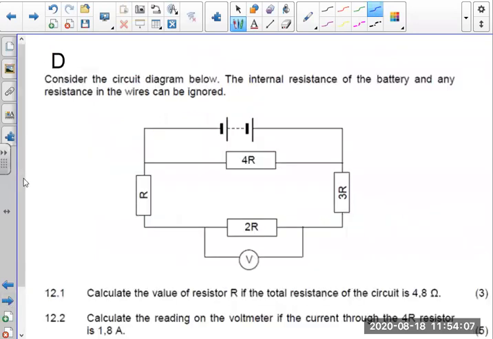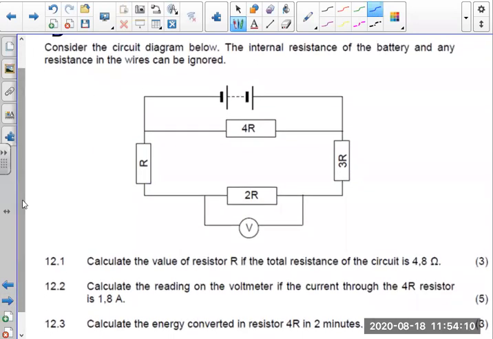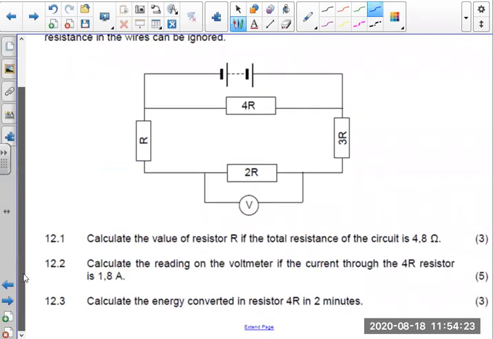Let's look at question number D. They say, consider the following circuit diagram below, and they say the internal resistance of the battery and the resistance of the wires can be ignored. In 12.1, they say, calculate the value of resistor R if the total resistance in the circuit is 4.8. Okay, so now we only have resistance in terms of R, but it is important that you go and check which resistors are in parallel with each other and which resistors are in series.